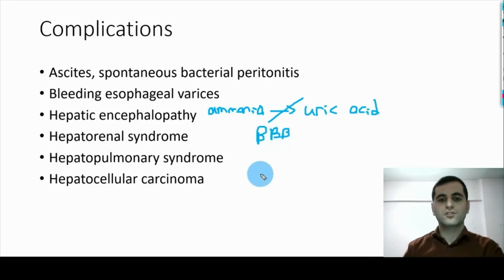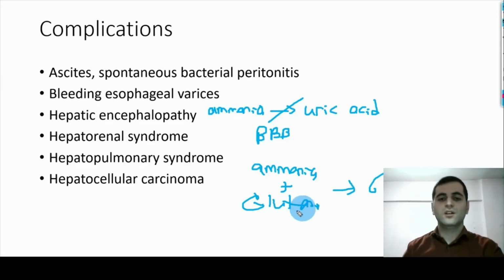When ammonia crosses the blood-brain barrier, it binds to glutamate, which is an excitatory neurotransmitter, and they together form glutamine. Glutamine is neither an excitatory neurotransmitter nor an inhibitory neurotransmitter. So when the glutamate is used to form glutamine, the amount of glutamate is decreased.